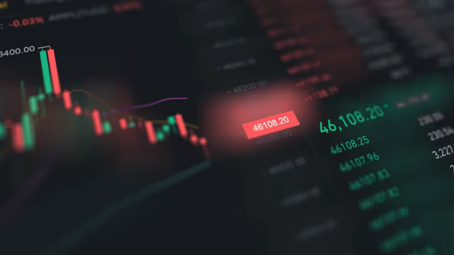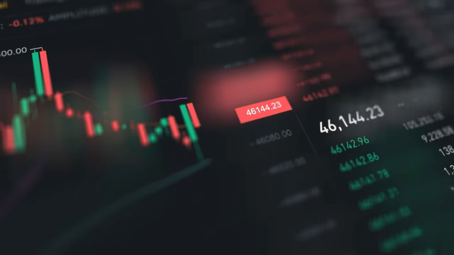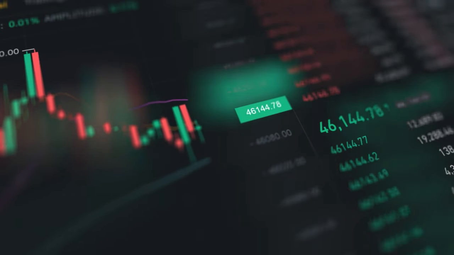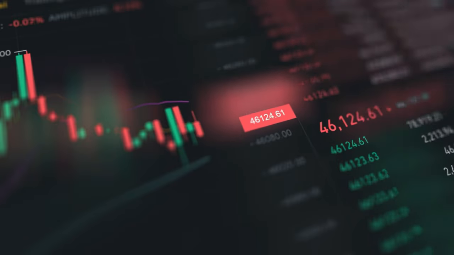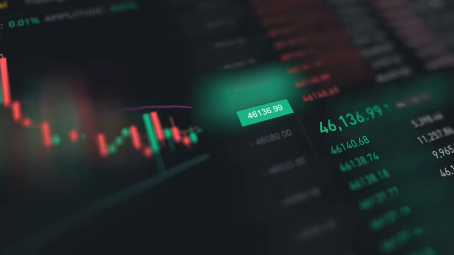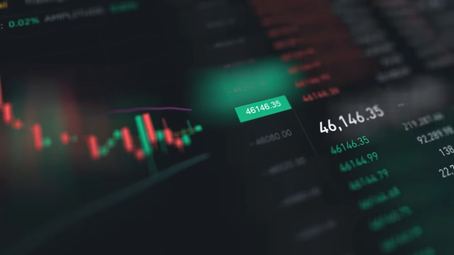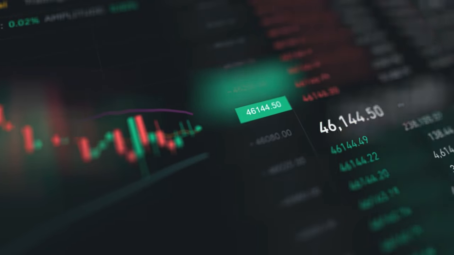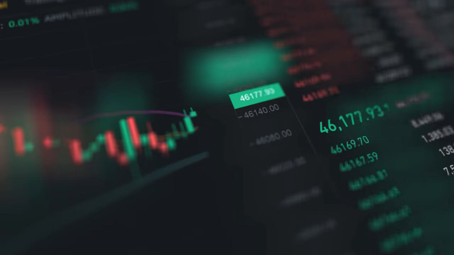This AI-driven system doesn't just analyze a handful of stocks or a single market. It combs through vast amounts of data from multiple markets around the globe. It considers thousands of variables, from economic indicators to social media sentiment and everything in between. And it does all this in real time, making split-second decisions that can lead to profitable trades.